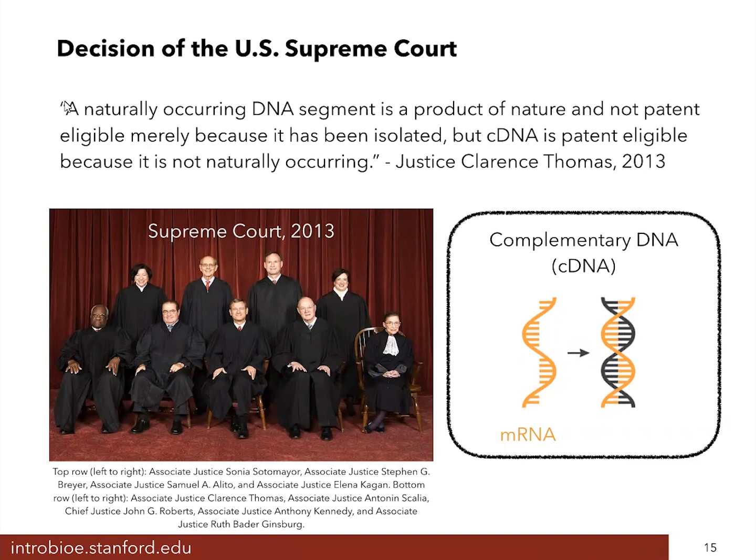Here's a quote from the majority opinion, which was written by Justice Clarence Thomas in 2013. He said, a naturally occurring DNA segment is a product of nature and not patent eligible merely because it has been isolated. However, cDNA is patentable because it is not naturally occurring. So that's interesting. They basically decide you cannot patent BRCA1 or its naturally occurring mutant versions. And so that opens up other companies to be able to make BRCA1 genetic tests and do the same thing that Myriad Genetics has been doing. But they leave the door open for patenting cDNAs.